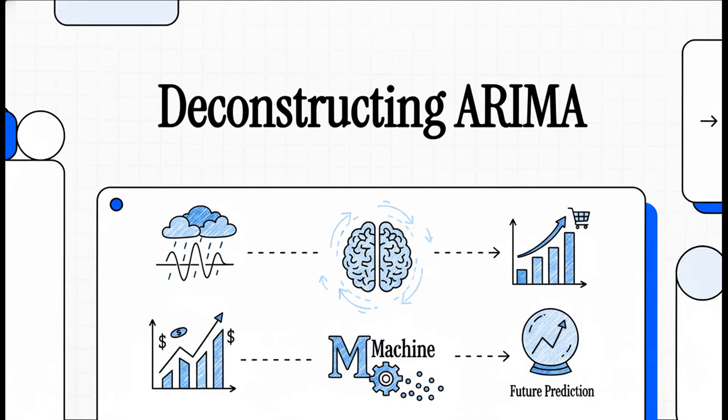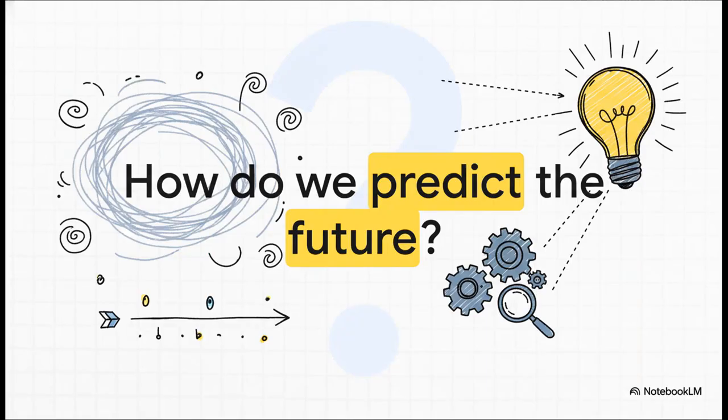We're all constantly trying to figure out what's going to happen next, right? Whether it's in the stock market, forecasting sales, or even just trying to guess the weather. But have you ever stopped to wonder how we actually do it with data? How do machines learn to see into the future? It's a massive question, isn't it?